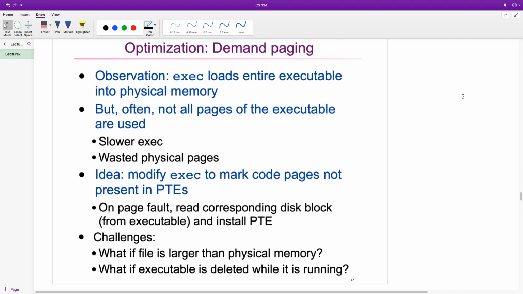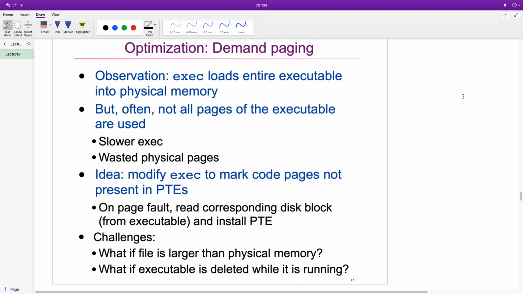Next one, exec, right? Exec loads your entire executable into physical memory. A lot of times, not all the pages are used. I'll give you an example. I run Excel. Excel has 10,500 features, and I use 3 of them. Okay? So all that code is wasted in memory if it's in physical memory. It's wasted on disk, too, but there's nothing I can do about that. So the idea is we have these wasted pages, and it also takes forever to start. It certainly would if it actually loaded all that memory.